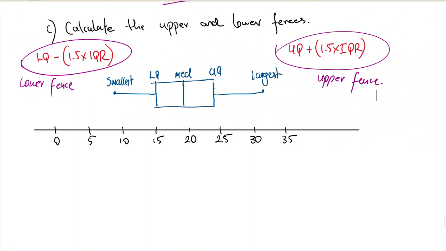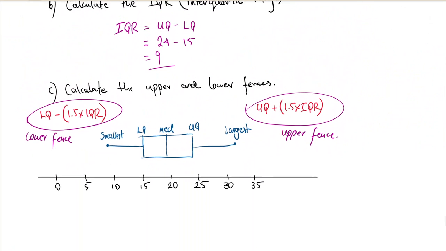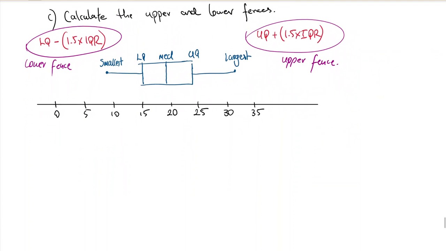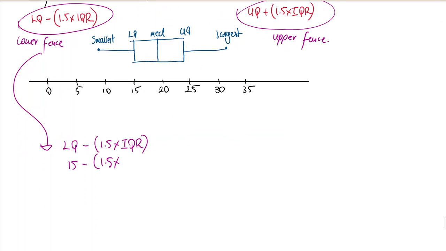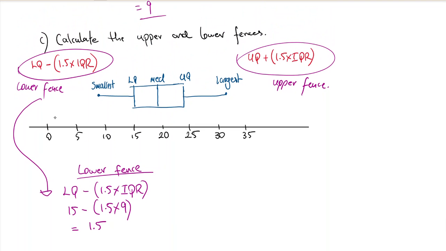So here we've got the interquartile range, which was 9, and we already have the lower quartile and upper quartile. So for the lower fence, we've got the lower quartile minus 1.5 times the interquartile range, and our lower quartile is 15. Take 1.5 times the interquartile range, which is 9, and I get my lower fence as 1.5. So my lower fence is around here at 1.5, and I don't have any numbers that are smaller than that, so there are no outliers on that very low end.